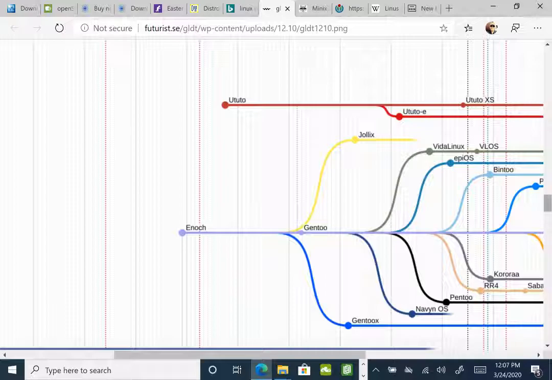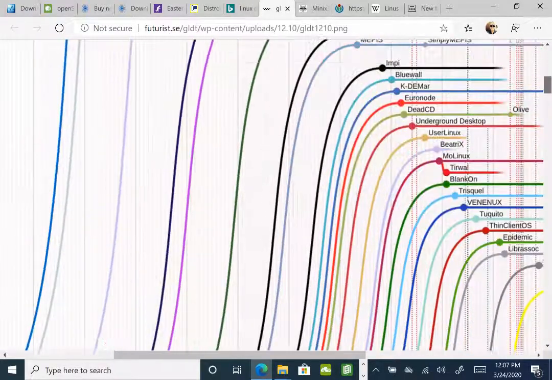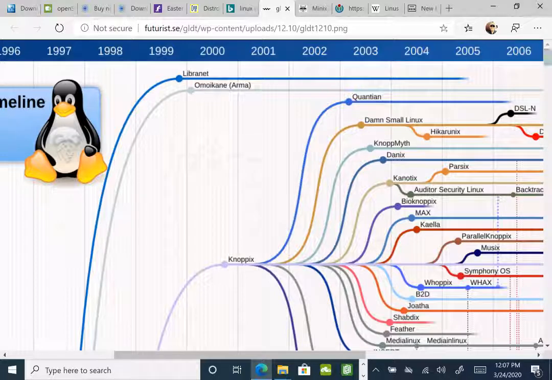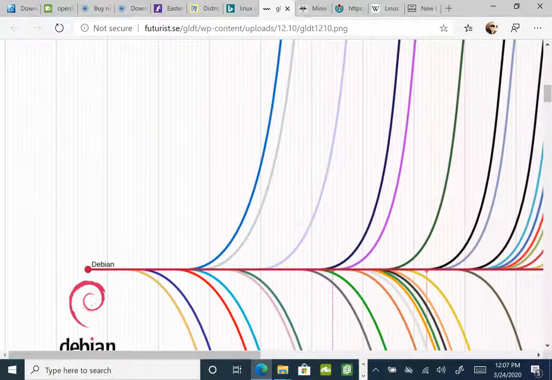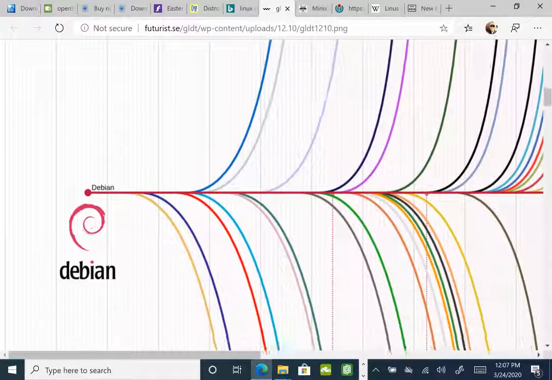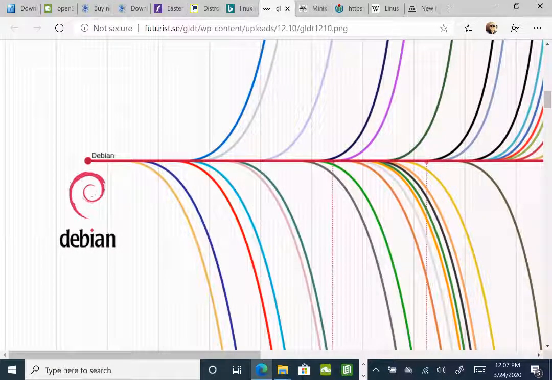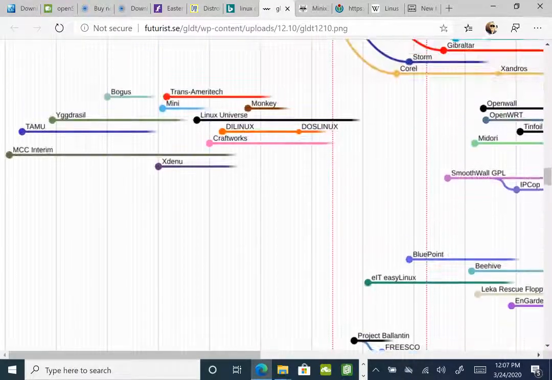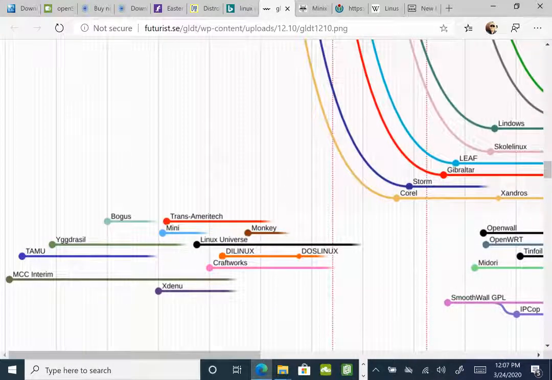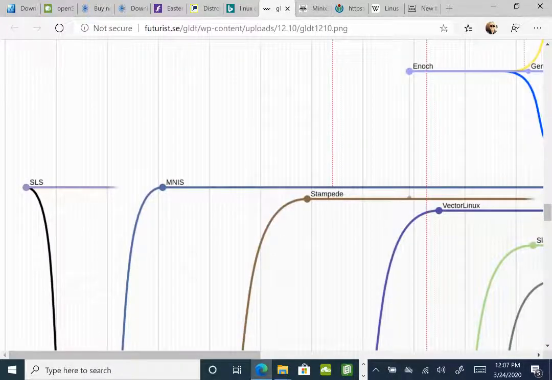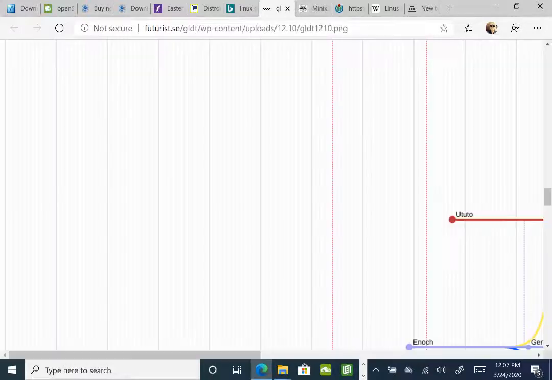So this is zoomed in. Let's figure out where we are here. Okay, so there's Debian. That was a main distribution that came out at the time. And then there was another distribution that came out. These are all different distributions that are not connected to anything. And then SLS, whoops, sorry, went back there.